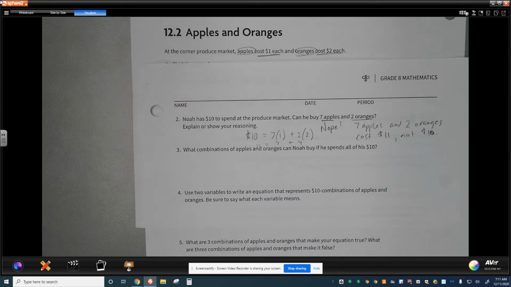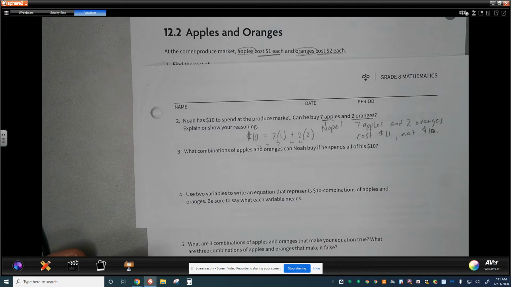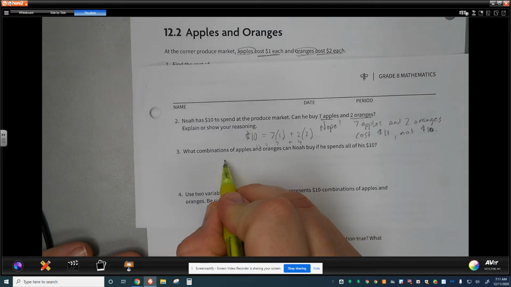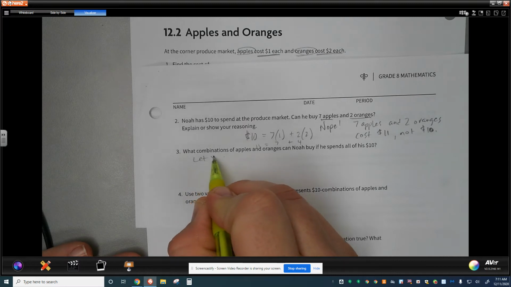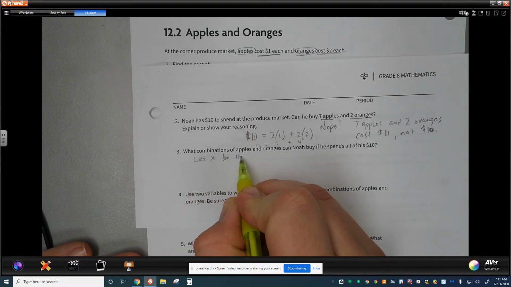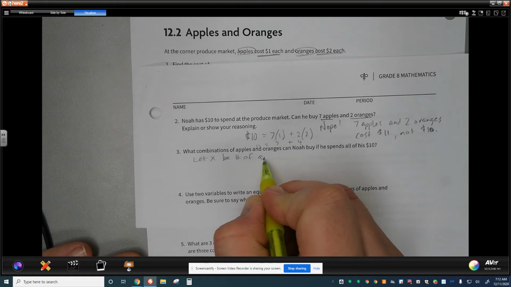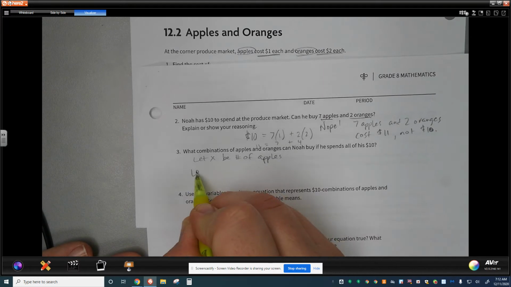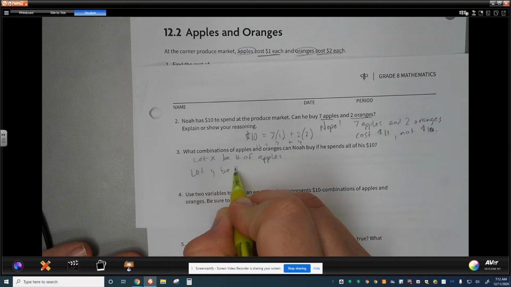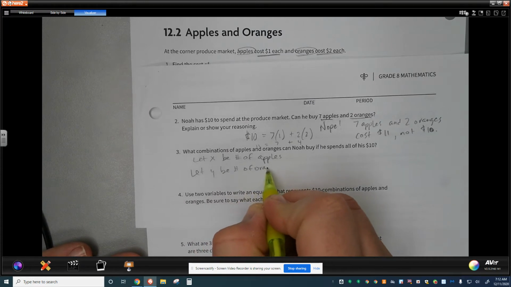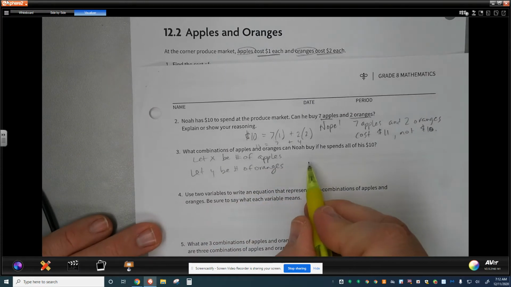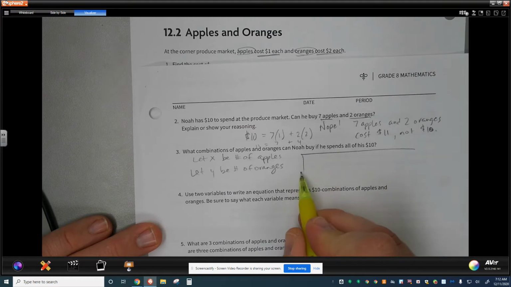So what combinations of apples and oranges can Noah buy if he spends all of his $10? Well, I think that what we should consider with this is an equation. So when we talk about this, let X be the number of apples and let Y be the number of oranges. Now we'll go ahead and just make a table with this.